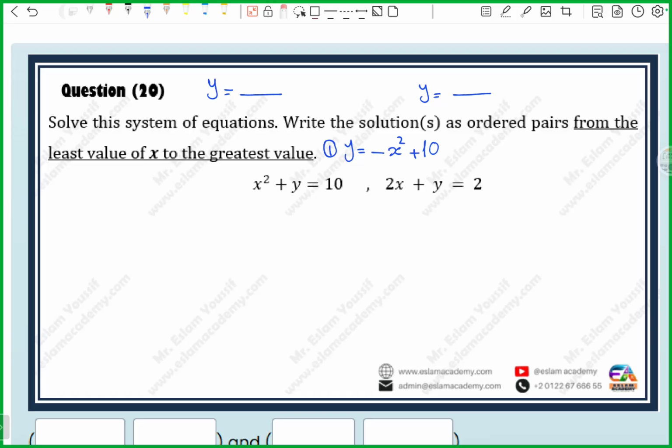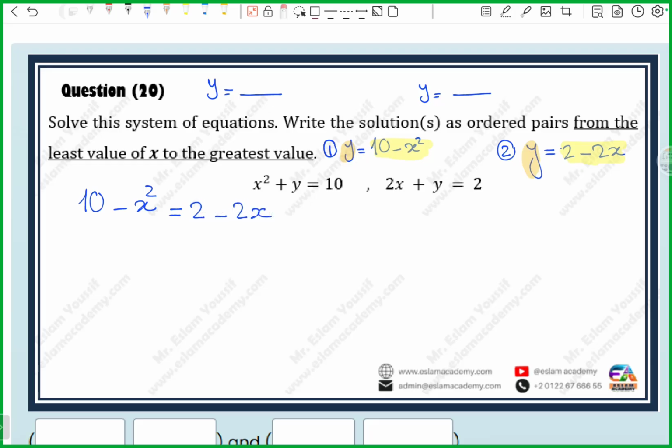And the other one, y equals, equation number 2, 2 minus 2x, which is negative 2x plus 2. Just let me arrange it as you said. So here we have 10 minus x to the power 2, and here we have 2 minus 2x. Any problem? No. Y is the same as y. Once y equals y, it means the right hand side is equal to the right hand side. Do you have a problem with that? No. So we have 10 minus x to the power 2 equals 2 minus 2x.